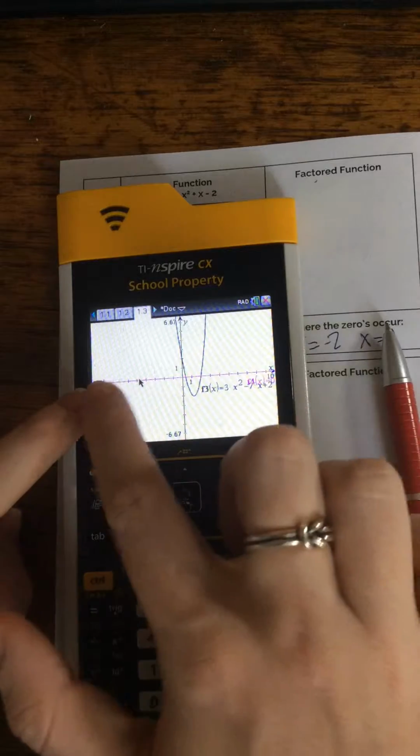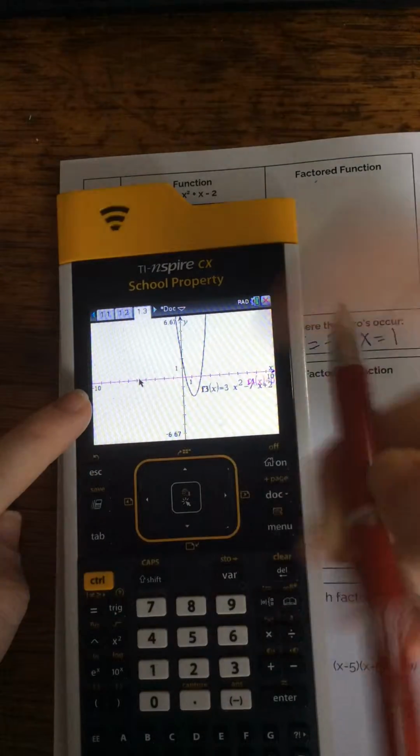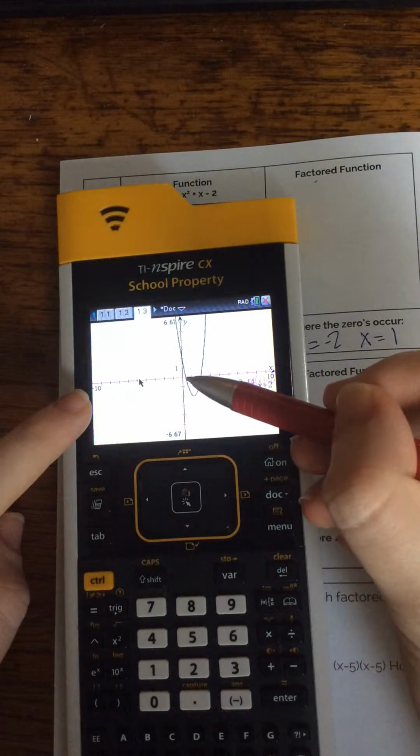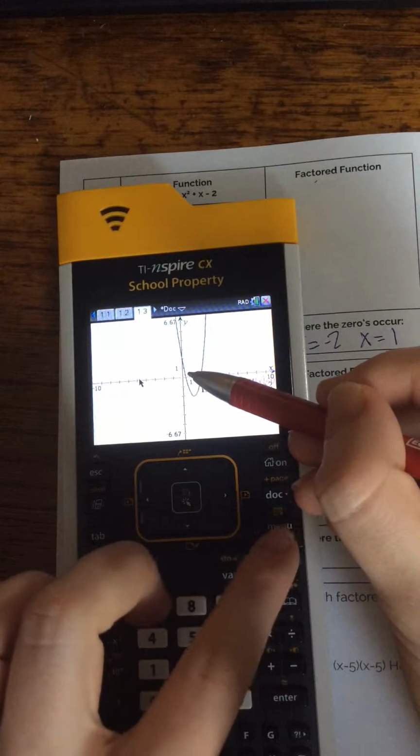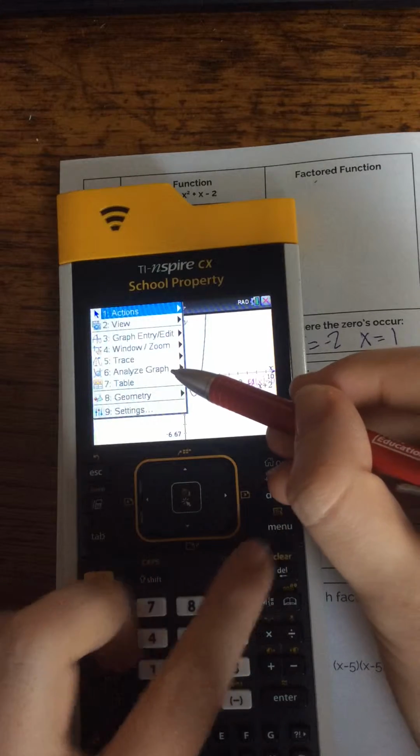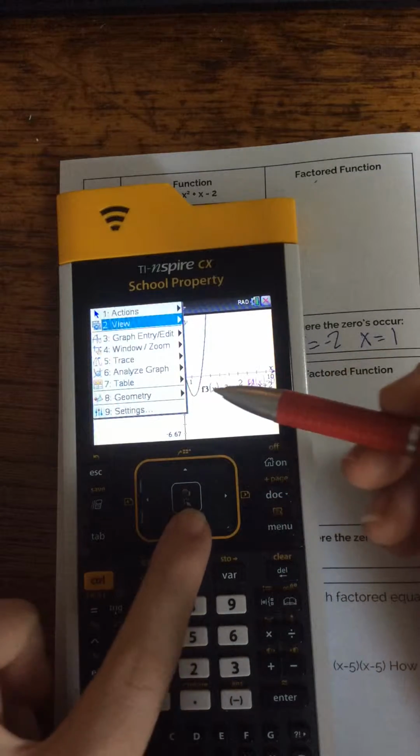Okay, you have to have a line there so you can figure out where the pink line, in my case, and this black parabola intersect here. So to find the intersection, we're going to hit Menu. We're going to go to Analyze Graph, so go down to 6.